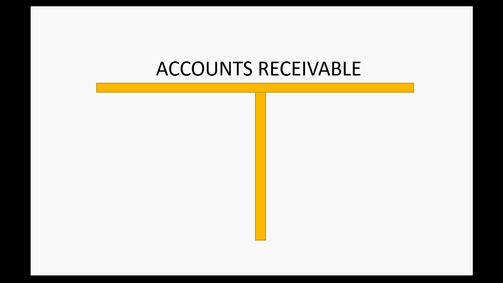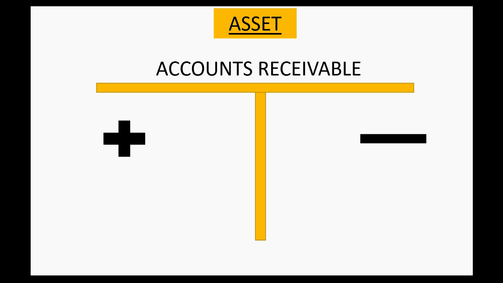So, accounts receivable is an asset because it represents money that you will receive in the future. And as you know, assets are plus for debit and minus for credit. That means if a transaction requires that you write down you will receive more in the future, you'll put that on the debit side. But if you will receive less in the future as a result of a specific transaction, then that transaction would be listed on the credit side.